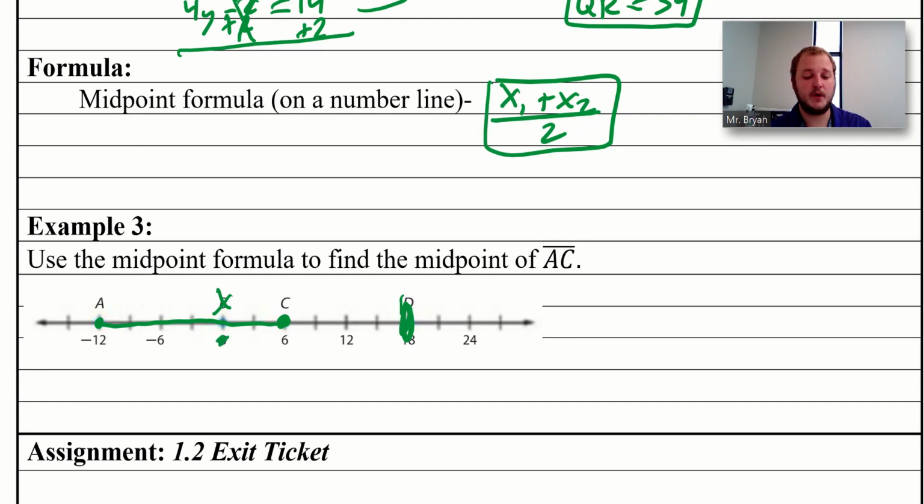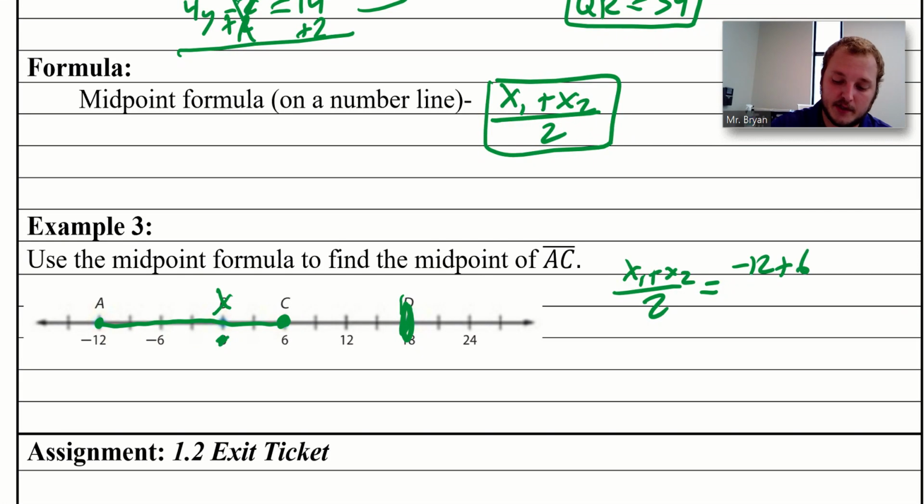If I want to find the midpoint, again, I use that equation: x1 plus x2 divided by 2. x1 is just one of the points. I know one of the points, A, is at negative 12, so I'm going to plug that in. Negative 12 plus x2, and that point is C, which is at 6. So plus 6, and then all divided by 2.